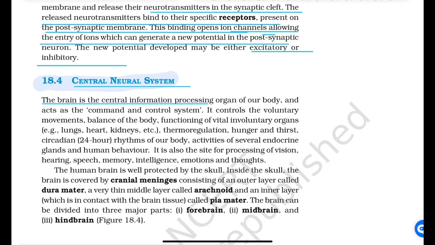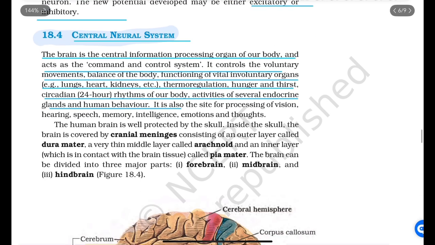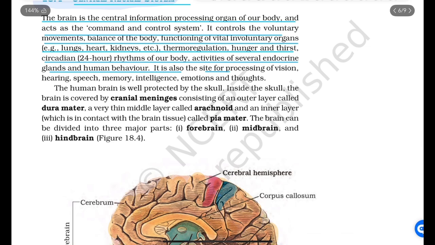Central neural system. The brain is the central information processing organ of our body and acts as the command and control system. It controls voluntary movement, balance of the body, functioning of vital involuntary organs, for example lungs, heart, kidneys, etc., thermoregulation, hunger and thirst, the circadian 24-hour rhythm of our body, activities of several endocrine glands, and human behavior. It is also the site for processing of vision, hearing, speech, memory, intelligence, emotions, and thoughts.